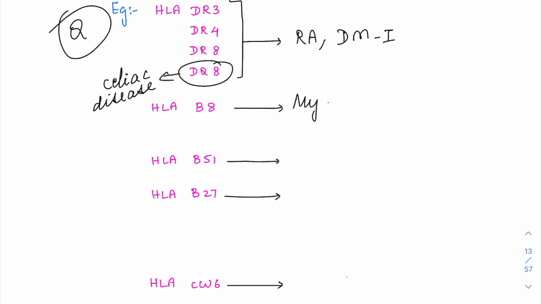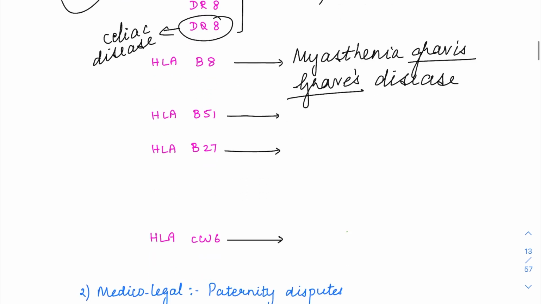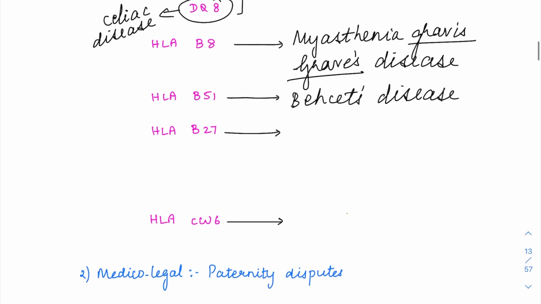Then HLA-B8 is associated with myasthenia gravis and Graves' disease. So both Graves are present here. Myasthenia gravis and Graves' disease are associated with HLA-B8. While HLA-B51 is associated with Behçet's disease. So Behçet's disease is associated with HLA-B5 and B51.